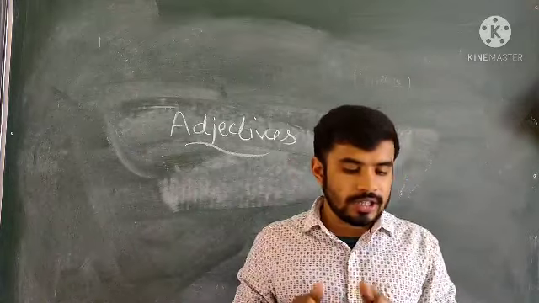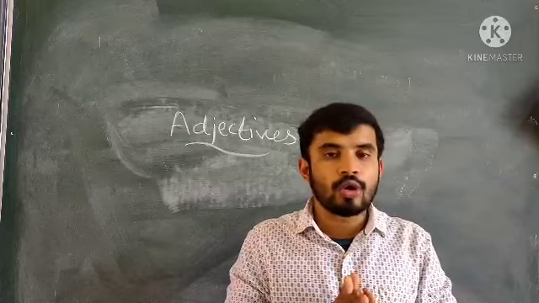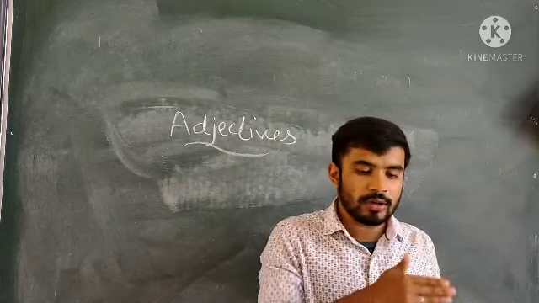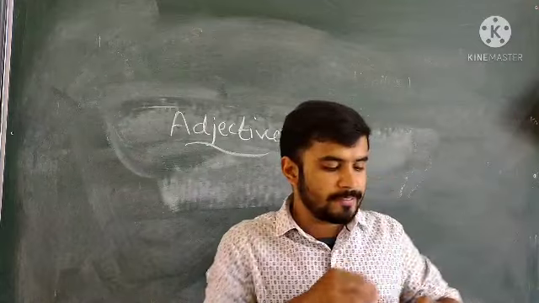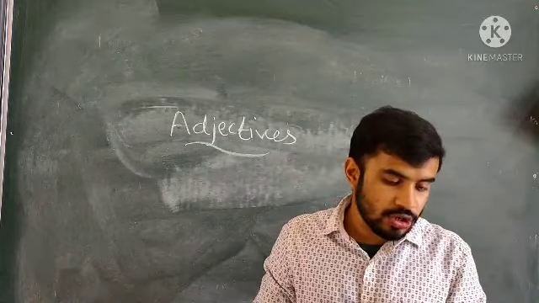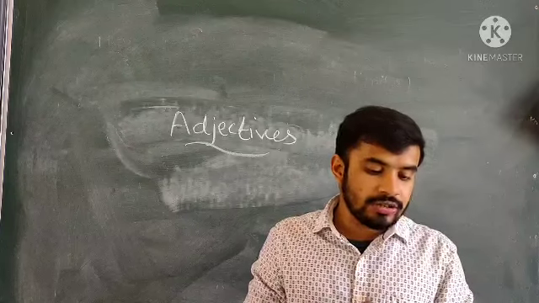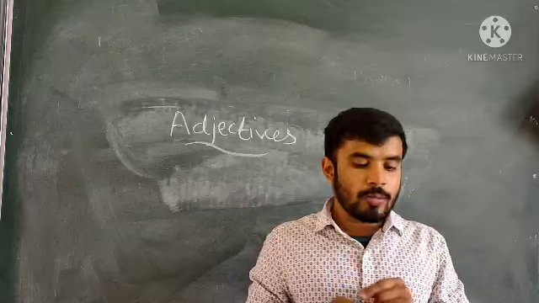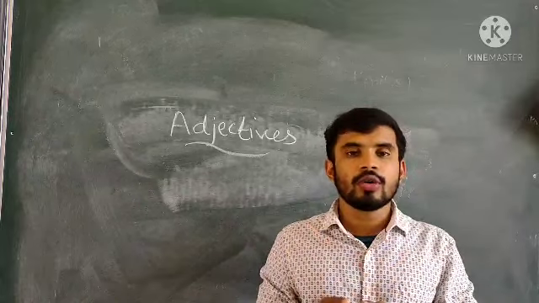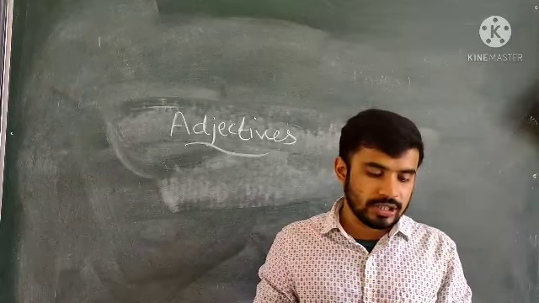Compound adjectives. Compound means just like a join, joining two or more words together. We have already studied this in pronouns and also in nouns, just like a compound sentence. So what are compound adjectives? Compound adjectives are made up of two or more words. Underline that, okay.